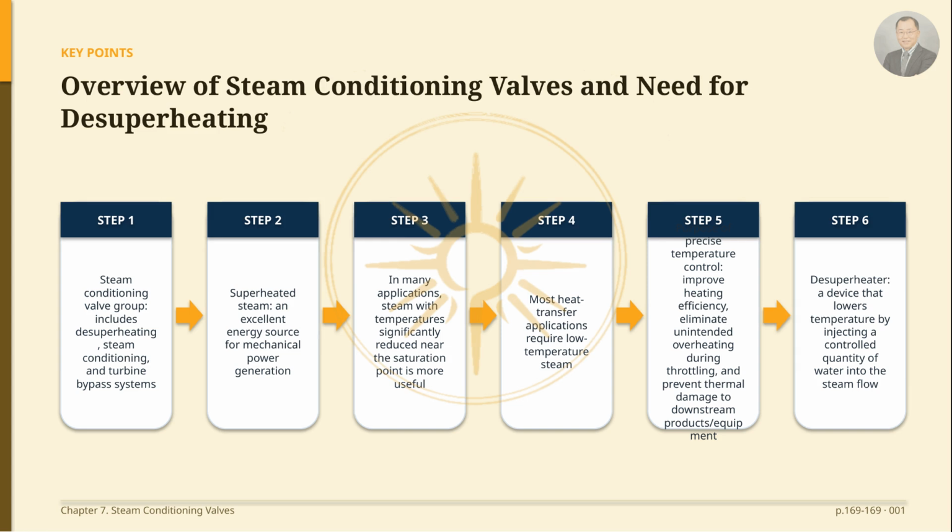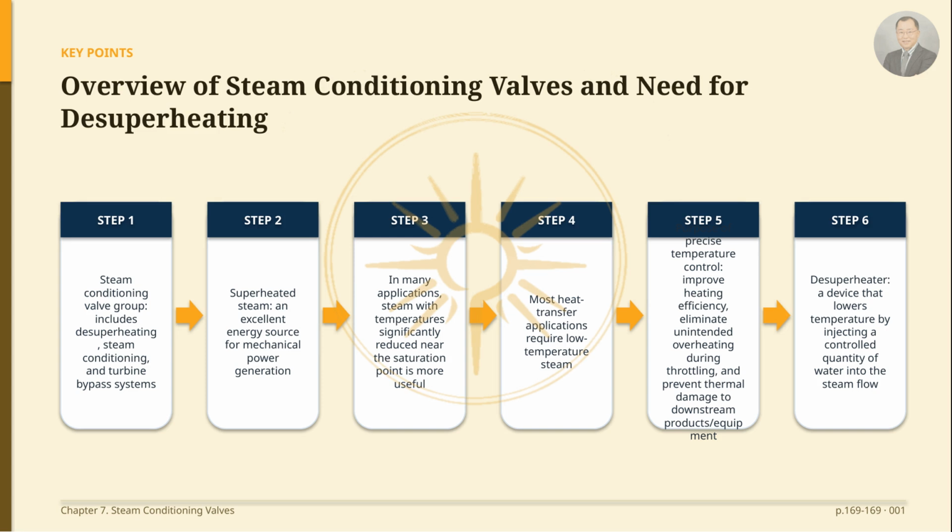There are three reasons why precise temperature control is necessary. First, to improve heating efficiency. Second, to eliminate unintentional superheat that occurs during throttling. And third, to prevent downstream products or equipment from being damaged by heat.